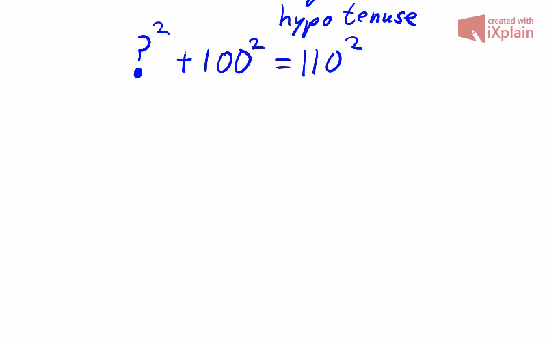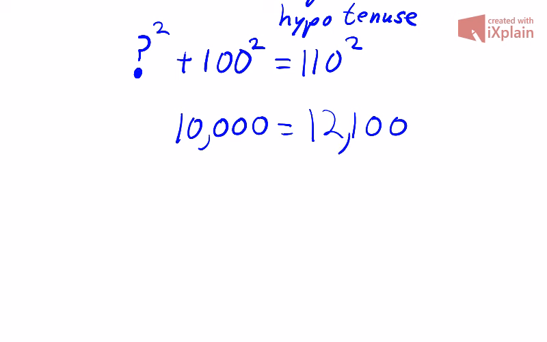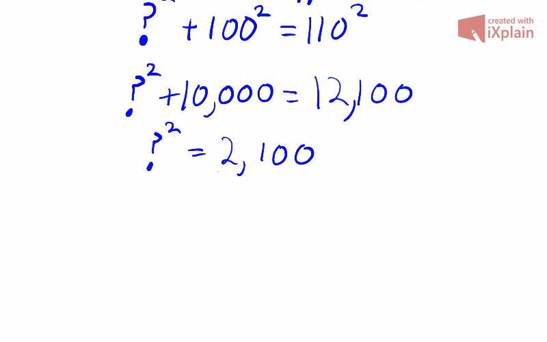So 100 squared I know is going to be 10,000. 110 squared is going to be 12,100. And I still don't know what this question mark squared is. So I'm going to subtract 10,000. I know I have to find something plus 10,000 is equal to 12,100. So I'm going to take out that 10,000, and I know that my question mark squared is going to be 2,100, because 2,100 plus 10,000 is 12,100.